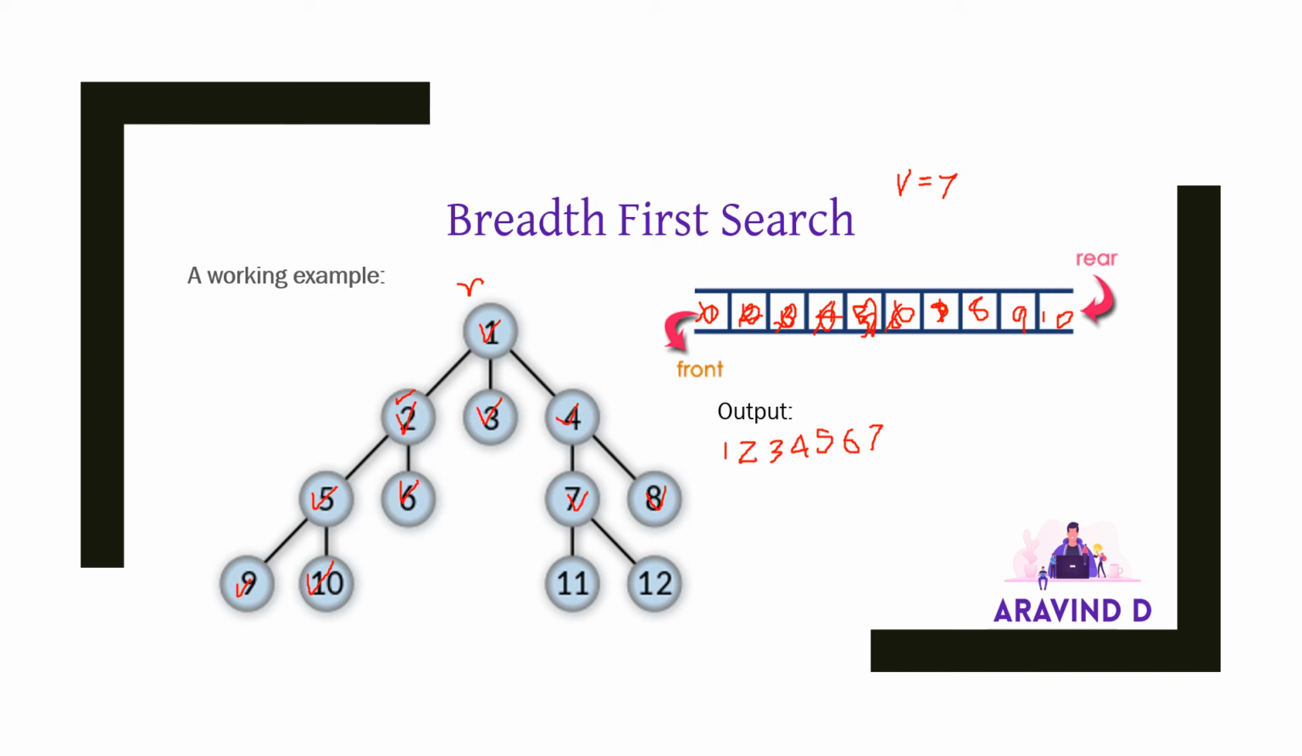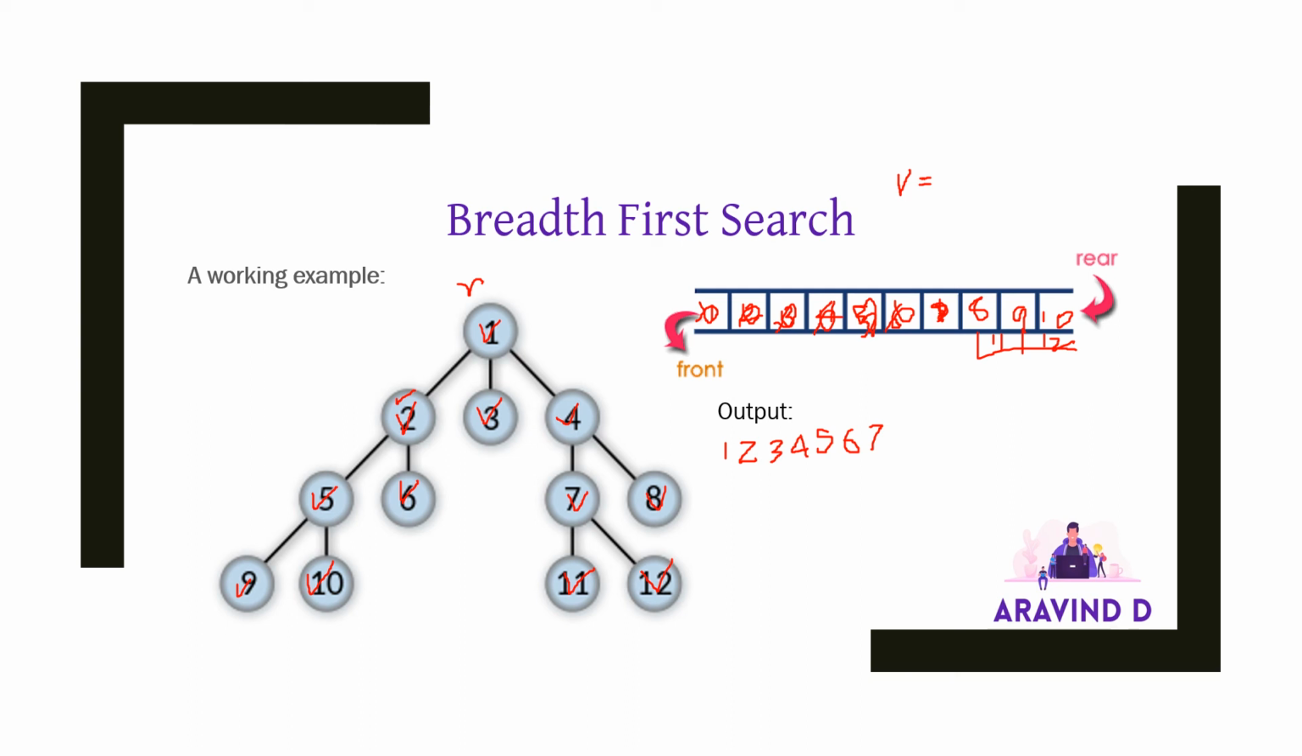Now we are going to enqueue all the nodes that are adjacent to 7 and those that have not yet been visited. So we are going to enqueue 11 and mark it as visited, and similarly we are going to enqueue 12 and mark it as visited. So we have covered all the adjacent nodes to 7, and we are going to repeat the same process again. We are going to check if our queue is empty. No, it is not yet empty.